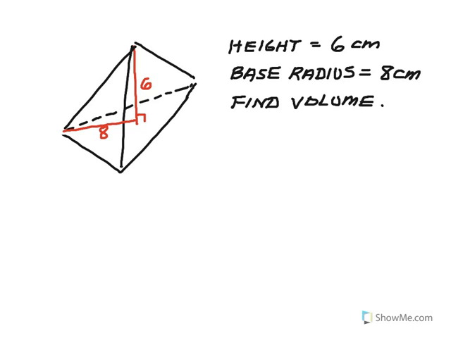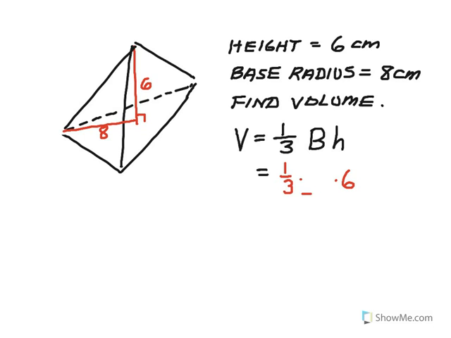So in this next example, we have a triangular pyramid. The base is a regular triangle, and the height of this pyramid is 6 centimeters, and the radius of the base, so the distance from the center out to a vertex of the triangular base, is 8 centimeters, and we're asked to find the volume. So the first thing we should do is write the formula. Volume is 1/3 of the base area times the height. Okay, well, we already know that the height is 6, and we know the 1/3.